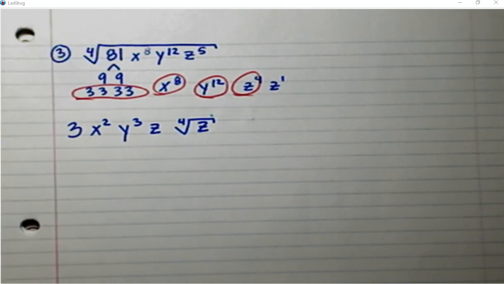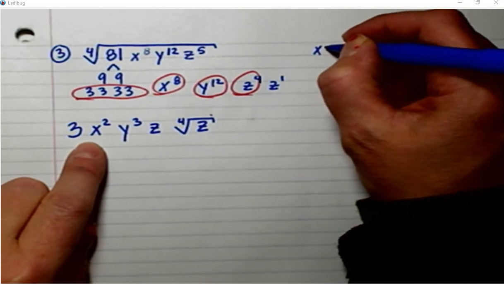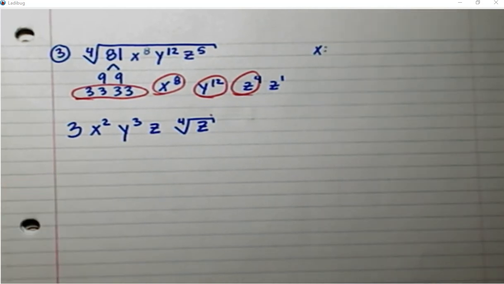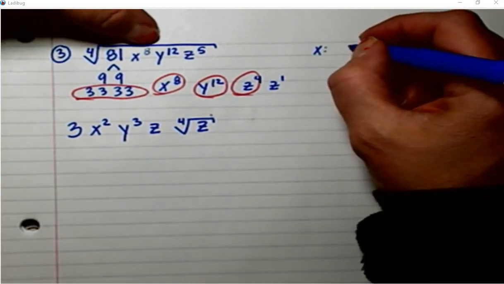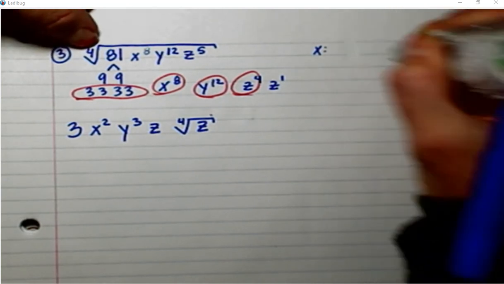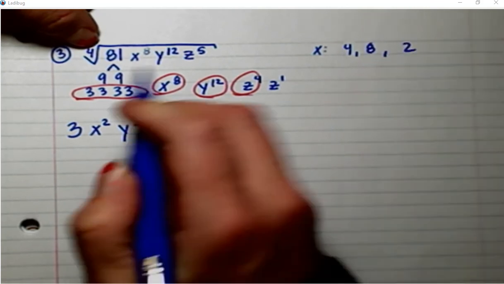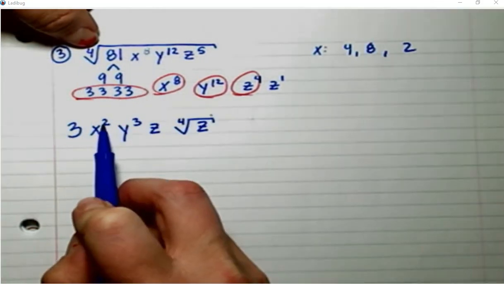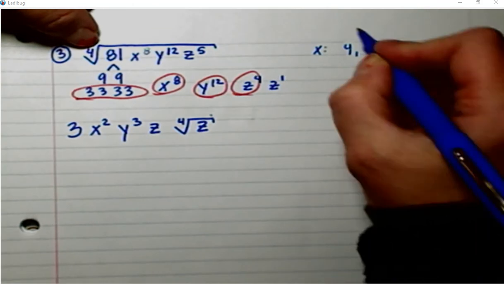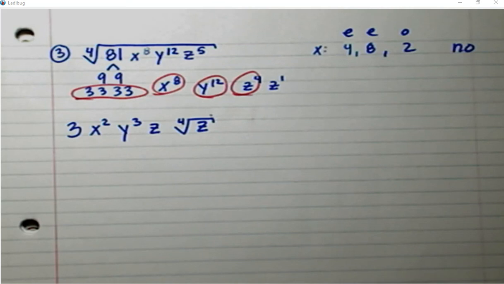Now, numbers not included. This rule is for variables. So I'm going to check the x. All right, look at only x. So we have 4, right, I forgot, even, 4, 8, 2. No, we are looking for even, even, odd. That is the pattern.